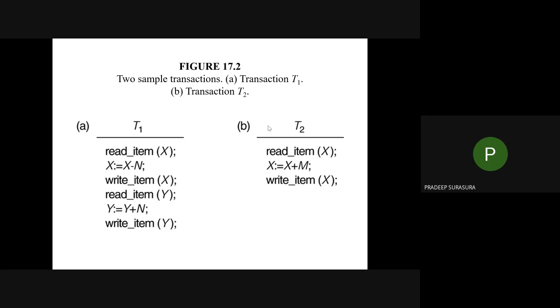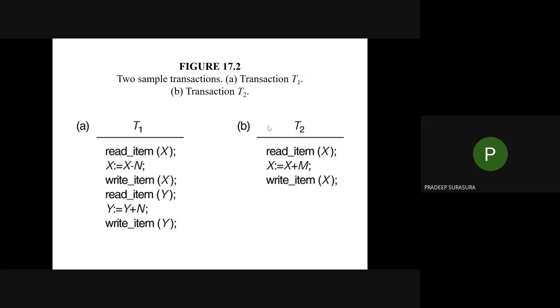Now, when it comes to transactions, how actually a transaction occurs, this is how it looks. All right, so now you can observe two sample transactions, transaction T1 and transaction T2. Transaction T1 holds a read item X, and you are trying to read some value, like X equals X minus N.